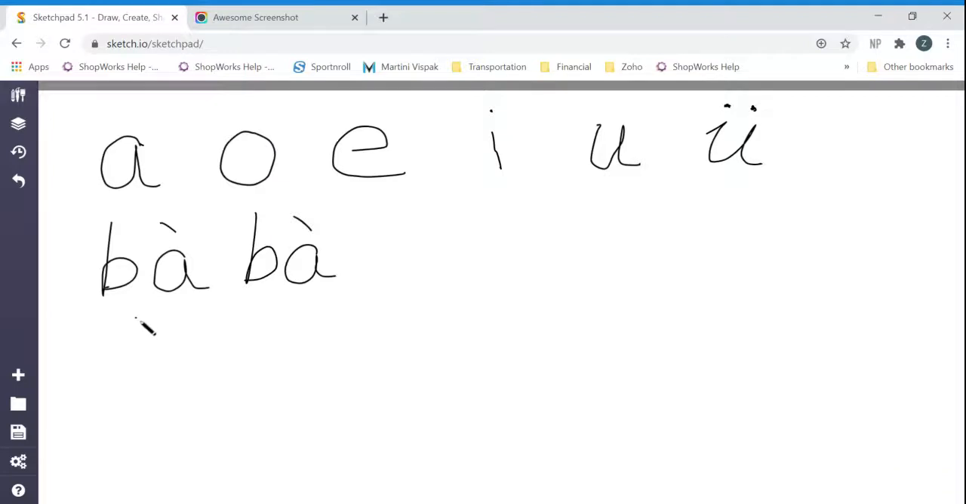As I said before, with this descending line, it's the fourth tone, which is a descending tone. So with b, a, we pronounce this as ba. However, with the first tone, we go down like ba, ba, ba, ba, ba.